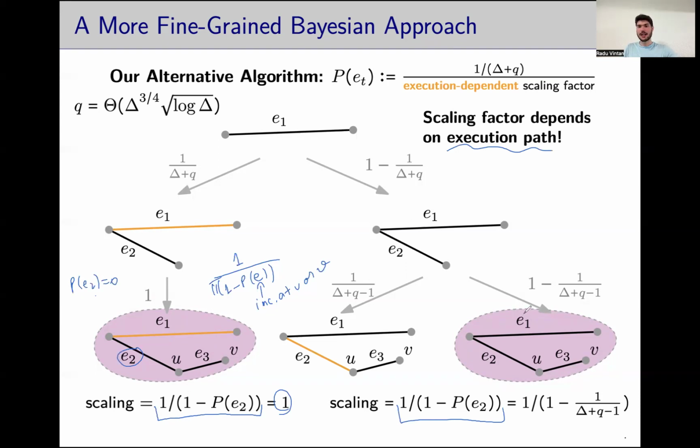On the right, the situation is slightly different. Here, E1 was not matched. So then E2 was considered with some probability P of E2, which is this. And the probability of it not being taken is 1 minus P of E2, which is this thing here. So now our scaling factor is going to be 1 divided by this thing. So here we scale up a bit more aggressively, because in some sense, the event of U and V being free here is more remarkable. So I hope this showed how these p-values are random variables and how they can look different in different executions.